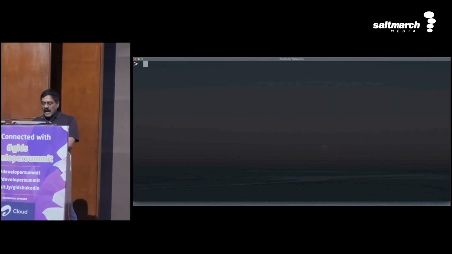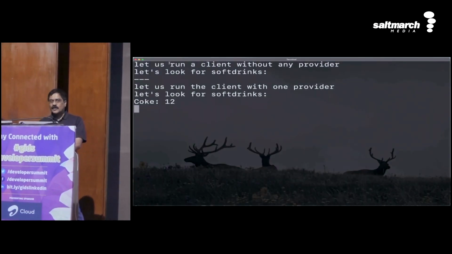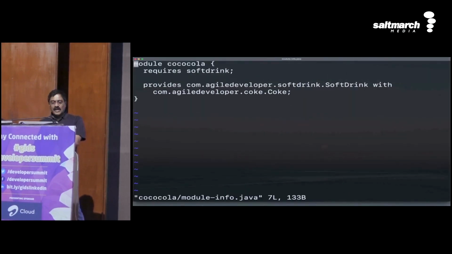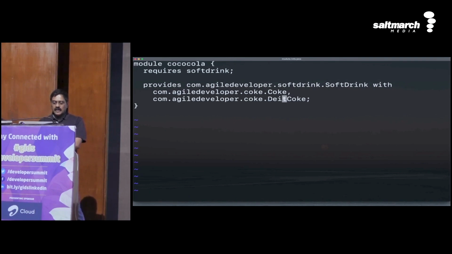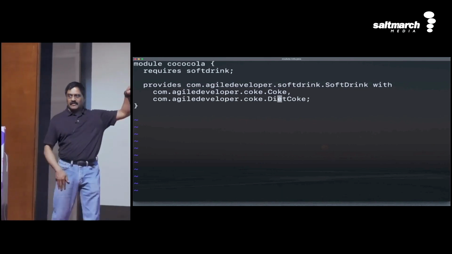Now, what's going to happen right now? If I go back to Coca-Cola and module-info, before I change it, if you look over here, you only have Coke. What happened to the Diet Coke? Not ready for release yet, right? So now I come in here and say, comma, and then I say Diet Coke. So essentially, you are adding to the list of provides.